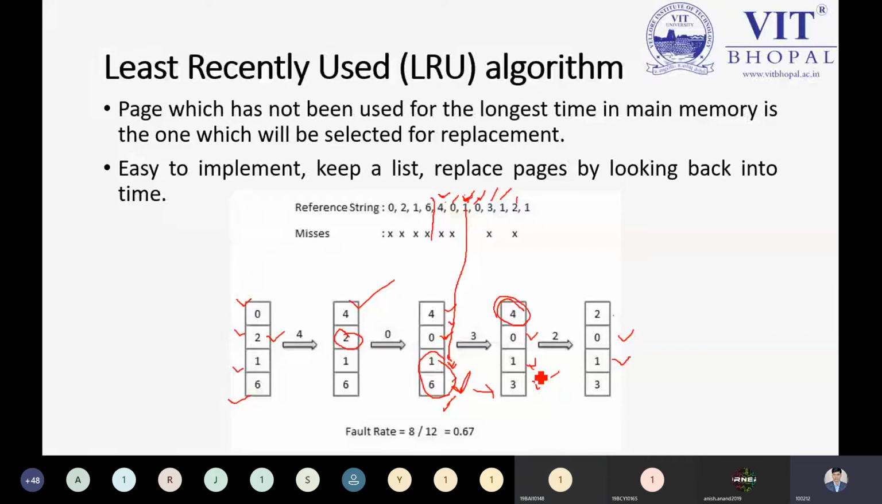So what we can say, this 4 will be replaced by the 2, and 1 is already here, so there is no change required over here. So the values will be 2, 0, 1, 3. So how many faults are we occurring over here? That is 8.